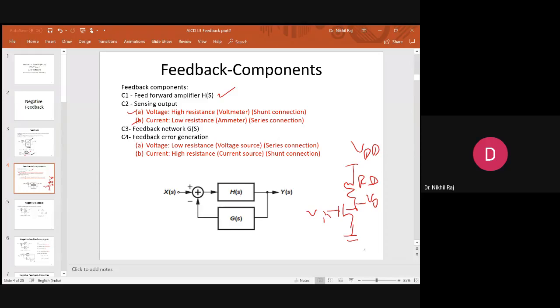If it is sensing voltage, this means definitely there will be a high resistance introduced, because when we sense voltage we generally use, like in labs, a voltmeter. Voltmeter means we connect it in parallel to the component where we want to measure the voltage.